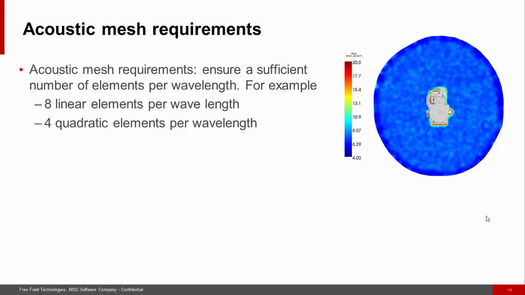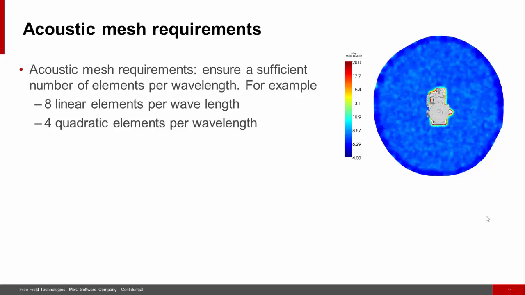Indeed, acoustic meshes are required to ensure accurate simulations. Therefore, a minimum number of elements per wavelength shall be ensured. Typical requirements ensuring good level of accuracy are 8 linear elements per wavelength or 4 quadratic elements per wavelength. For example, we see on the right a screenshot of Actran VI showing visually the quality of a mesh for a radiation problem, and almost everywhere 4 quadratic elements per wavelength are used, except close to the radiating structure where more elements are needed to better follow the geometry.